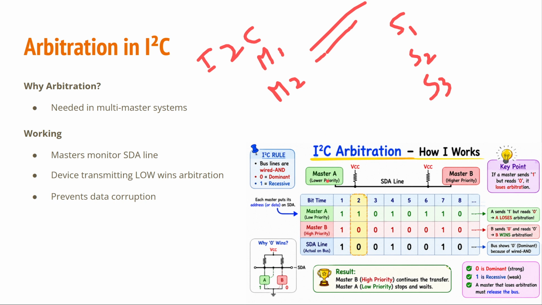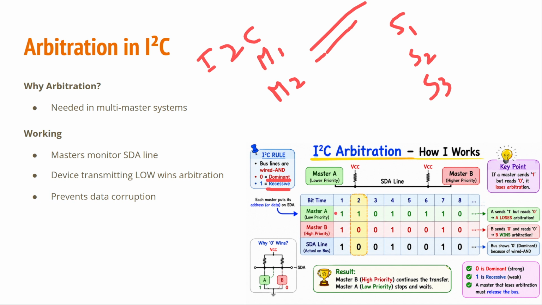So master A is also trying to send and master B is also trying to send. In this scenario, 0 will be a dominant character and 1 will be a recessive one. For example, this is my master, and from the MSB we are sending.